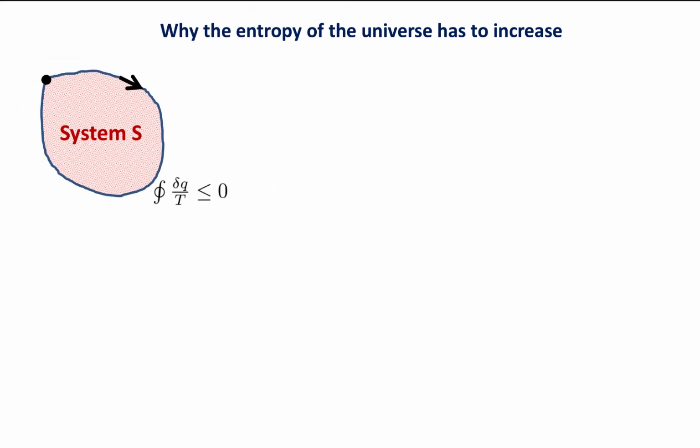The Clausius inequality has led us to the conclusion that the entropy of the universe always has to keep increasing. And now let's see why. So here is our system. Here's the Clausius inequality. Let's imagine that we go from A to B by a reversible process. So we've gone this way. But on the way back from B to A, the process is not reversible.